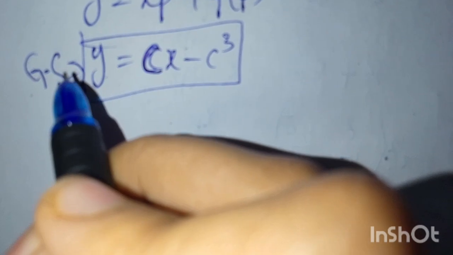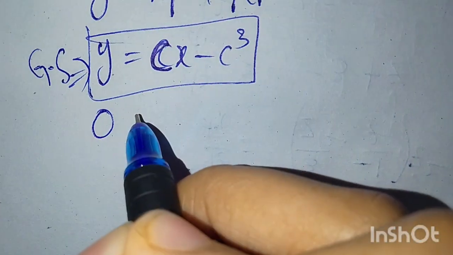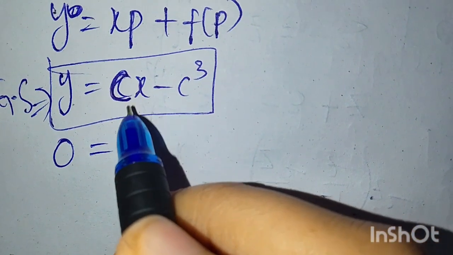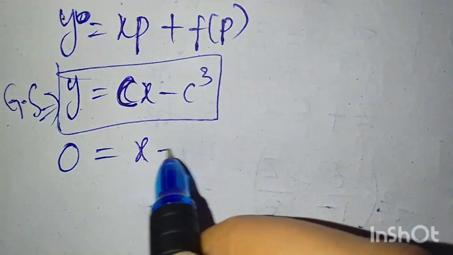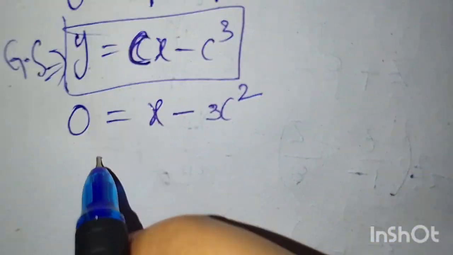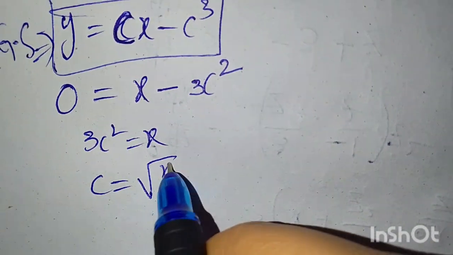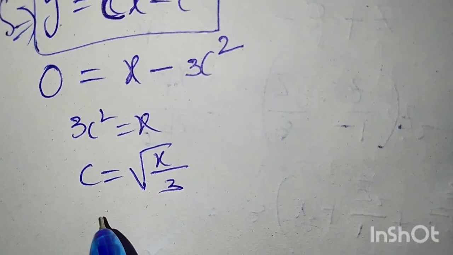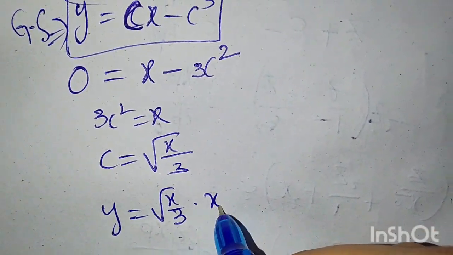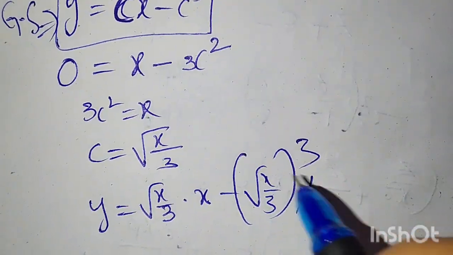So with respect to c, this will be x minus 3c square. So 3c square is x, so c is root x by 3. So y is equal to root x by 3 into x minus root x by 3 whole cube. So this is your particular solution. This is your general solution. Very easy, Clairaut's.